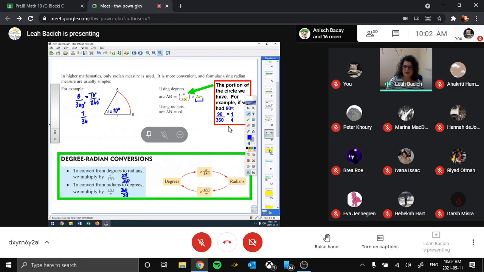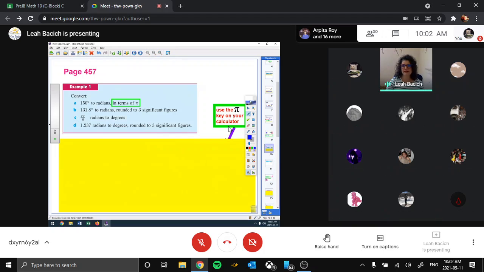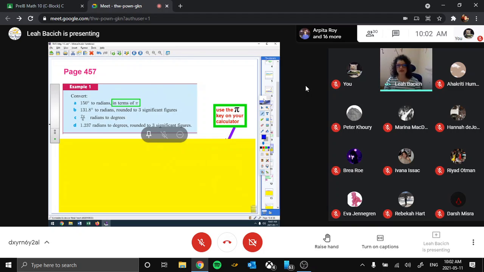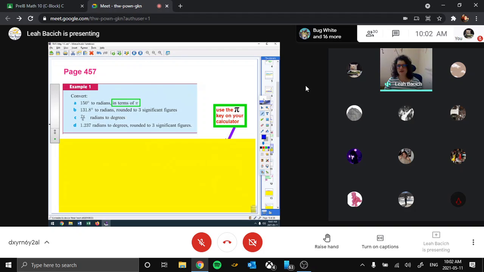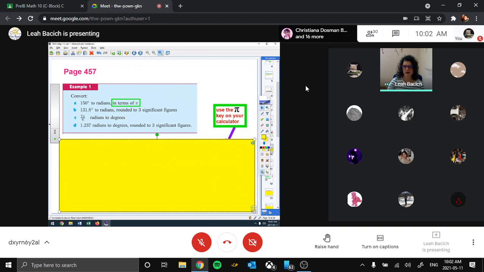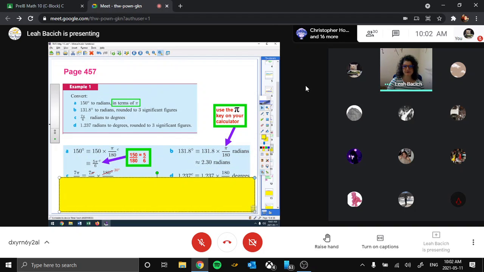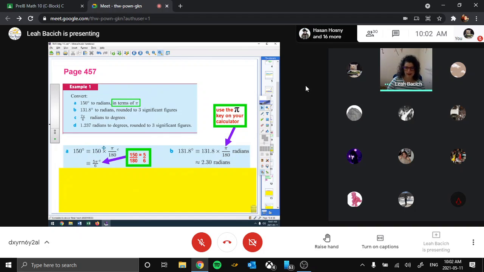Okay, so what would this look like in a question? I like the examples they give here because they give 4 different ones. 150 degrees for the first one says, we have to make that into radians in terms of pi. So we want the exact, we don't want any decimal places. So when you're calculating these, I would use the pi key on your calculator. Okay, so for A, we're going to take our 150 and we're going to multiply it by pi over 180. Do you notice they leave off the degree sign here?